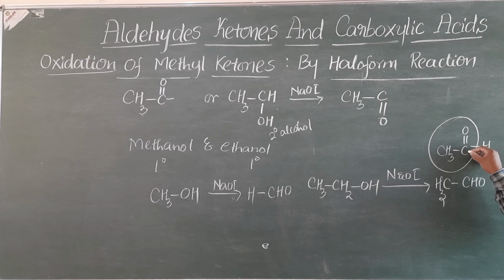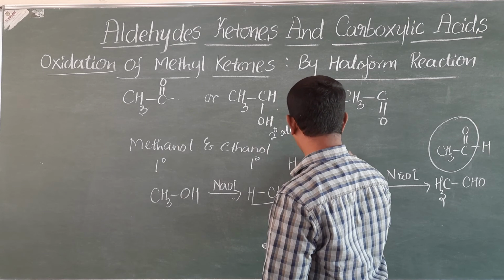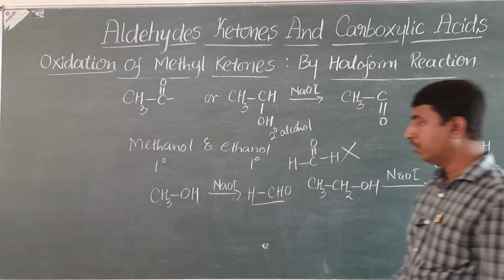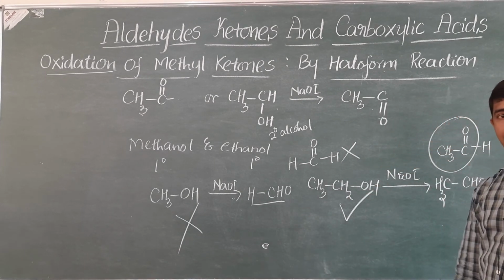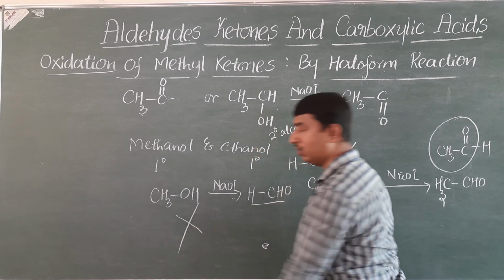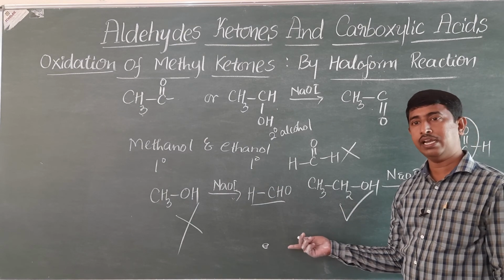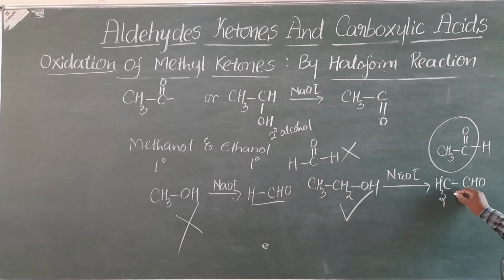So we can see here, there is a methyl group directly bonded to the carbonyl group. What about formaldehyde? It is H, C double bond O, H. There is no methyl group directly bonded to the carbonyl group. So methanol does not answer the haloform reaction. Ethanol answers the haloform or iodoform reaction. This is because methanol upon oxidation produces formaldehyde, which does not contain any methyl group directly bonded to the carbonyl group, whereas ethanol upon oxidation produces acetaldehyde. So in acetaldehyde there is what? There is a methyl group directly bonded to the carbonyl group.